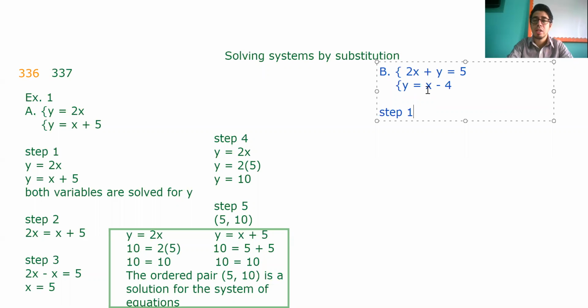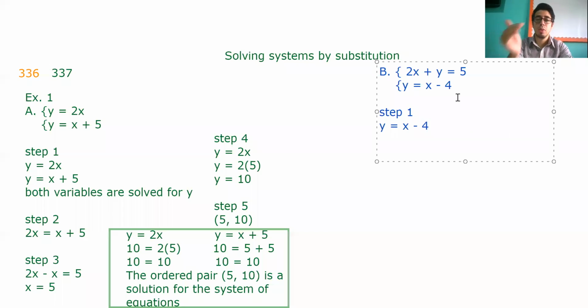The value for y is x minus 4. So this is what we are going to replace in this variable that we have in here, okay? So in the step 1, we isolate for one variable, so we already have this, and we are going to use it. Step 2, we replace what we found in the other equation.